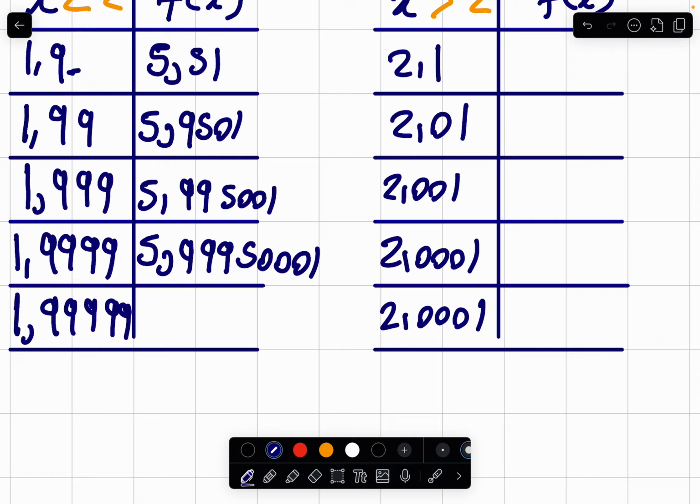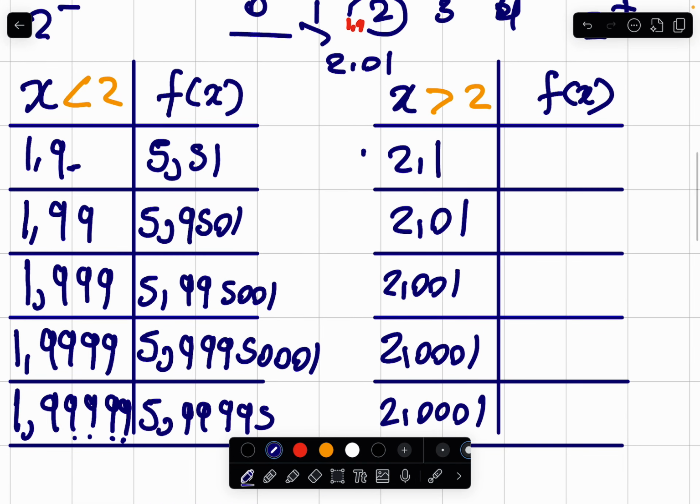Then you press your calculator again and insert another 9. We are approaching 2, don't forget. We have 1, 2, 3, 4, 5 nines. You substitute five of them. Don't make a mistake. Then you have 5.99995. Understand?